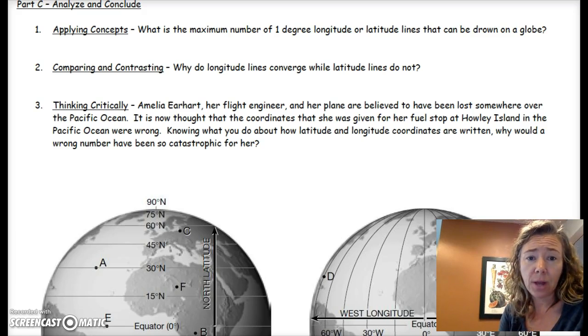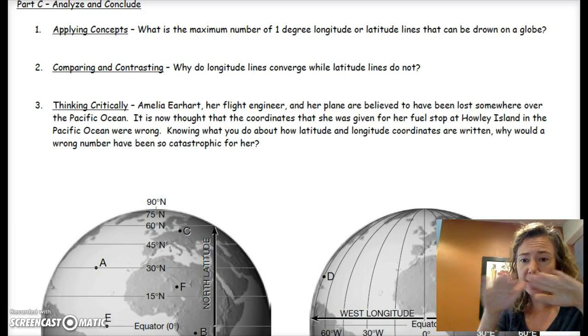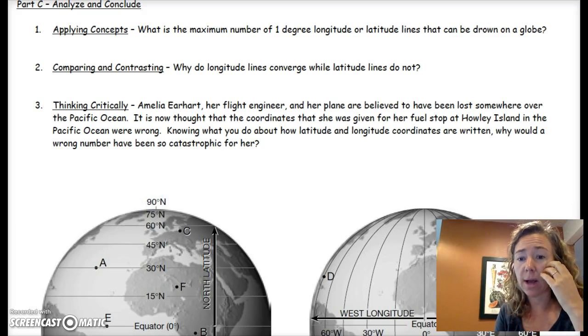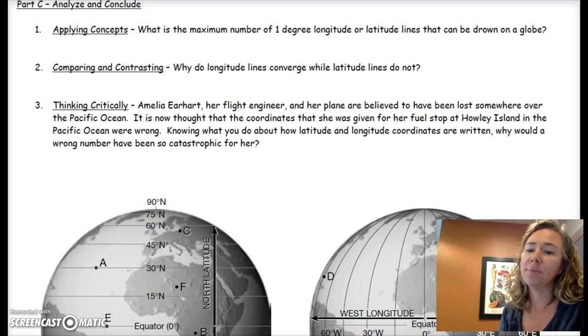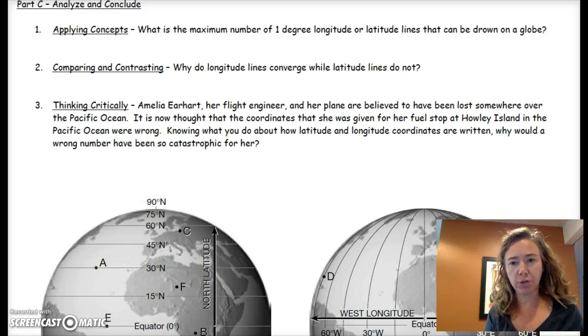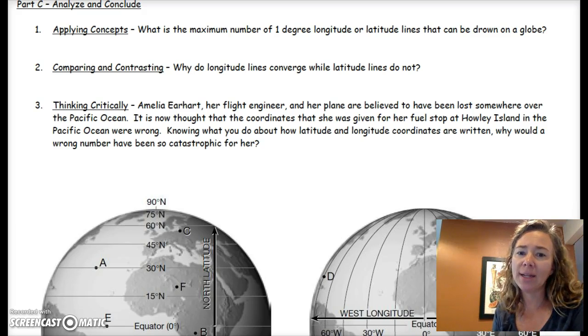Number 2, longitude versus latitude. Longitude lines converge, latitudes don't. Explain. And number 3, pretty critical, poor Amelia Earhart. She's a big hero of mine. I've always admired her. She was lost, we think somewhere in the ocean, and we think somewhere in the Pacific Ocean based on her flight trajectory. We had an idea of where, but we didn't know why.